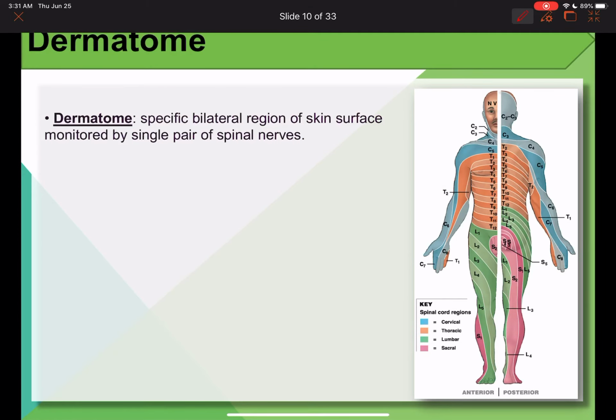Now, this figure here may look very familiar, from what we saw in the integumentary system for tension lines. But remember, these are not the same thing. It looks similar, but these are not tension lines. This diagram showing here is what we have these areas. You see this area here, for example, or the green area here. Those represent what we call dermatome. Dermatome are a specific bilateral region of skin surface monitored by a single pair of spinal nerves.